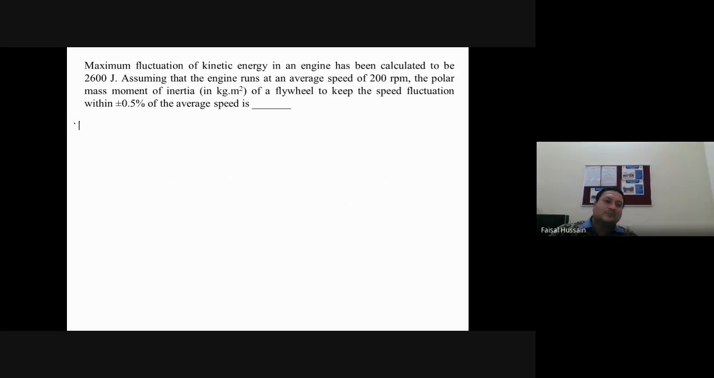Now let us move to the next problem. What does the question say? The question says that the maximum fluctuation of kinetic energy in an engine has been calculated to be 2600 joule. So delta E is how much? 2600. And speed is 200 rpm.